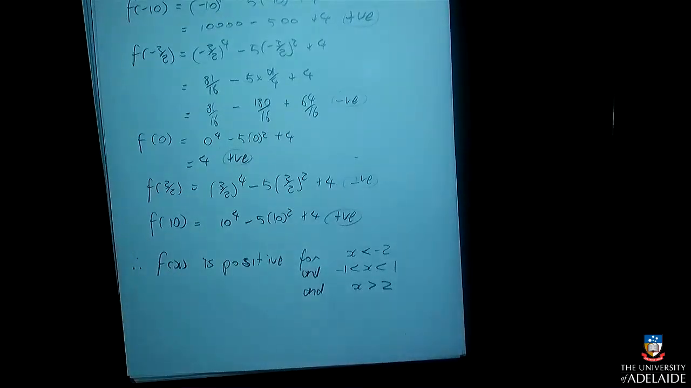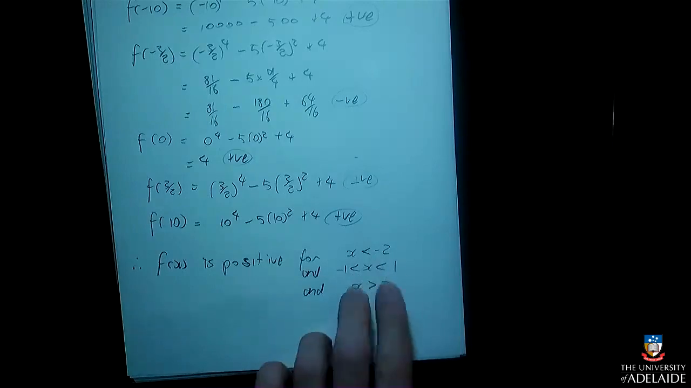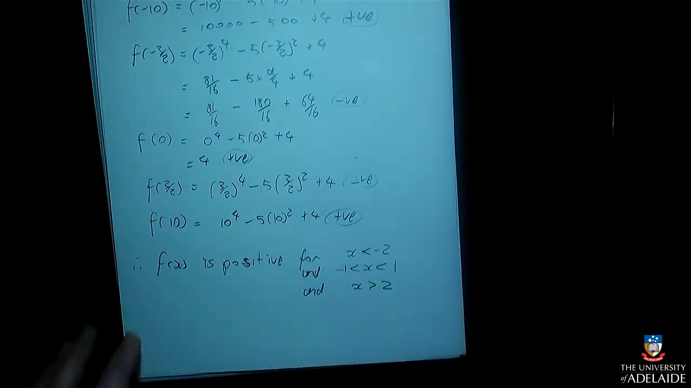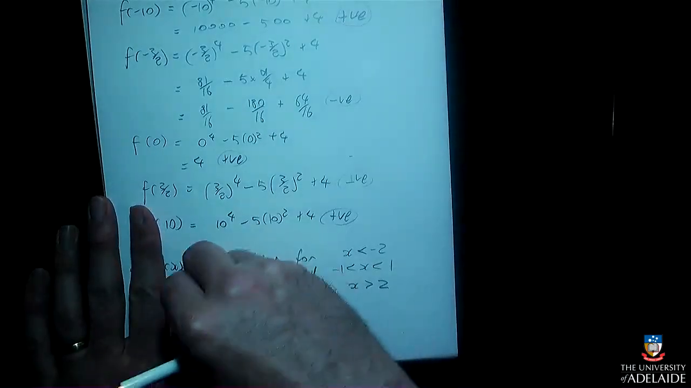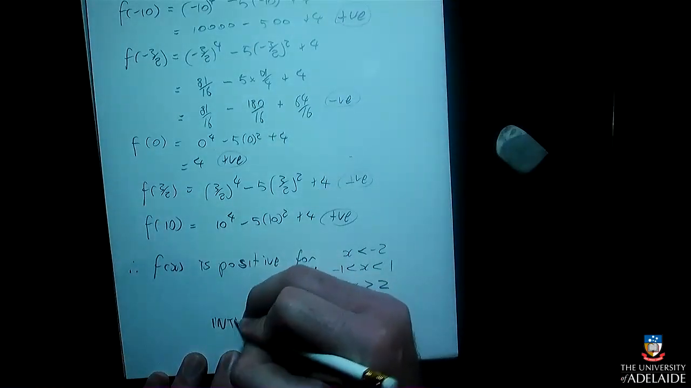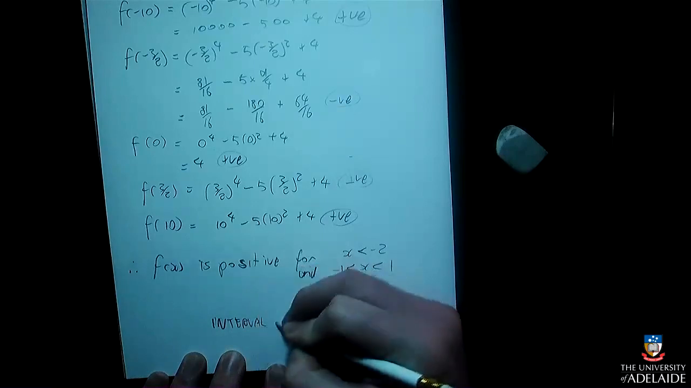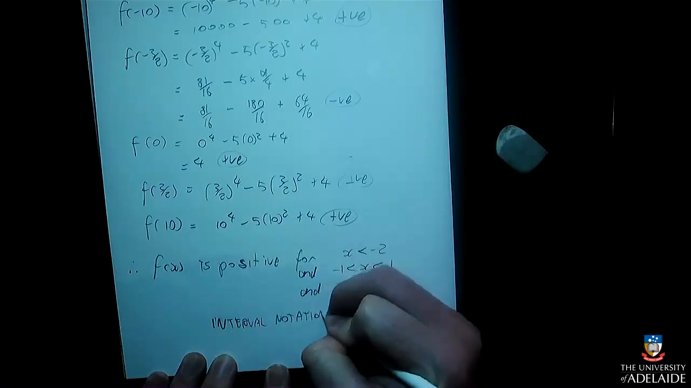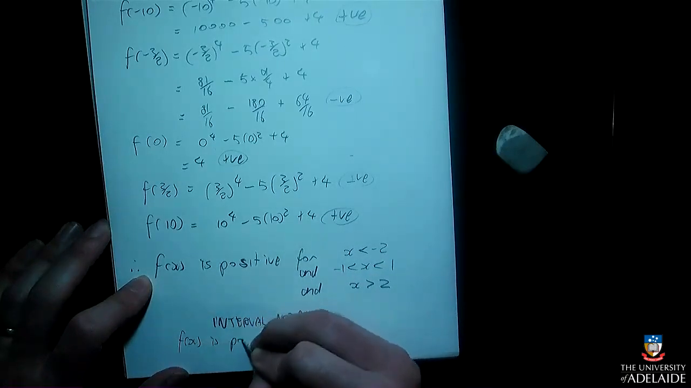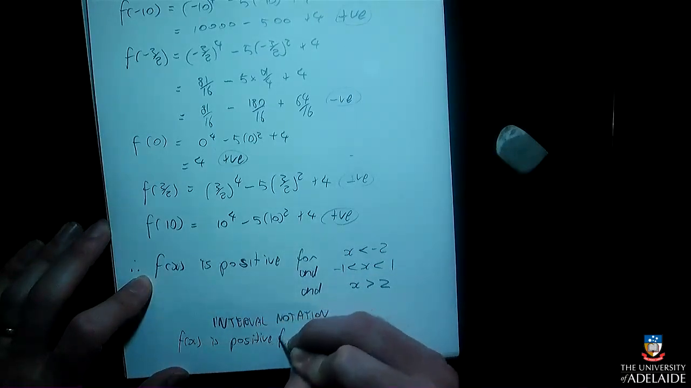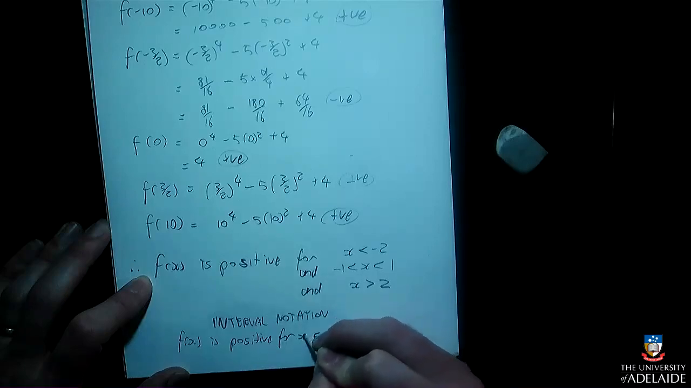There is a way of writing that that is called interval notation, where you write a notation that collects together without having to repeat the x or do all these less thans and whatever. And so I'm just going to do it in interval notation. I could say f of x is positive for x in.